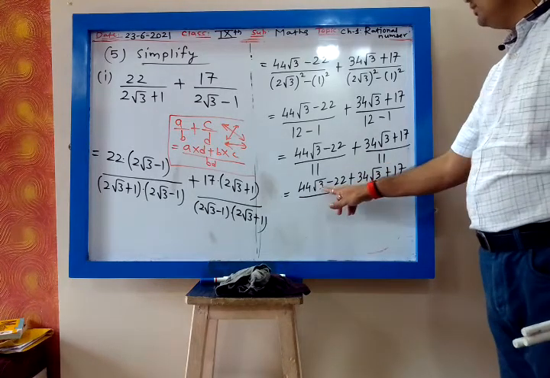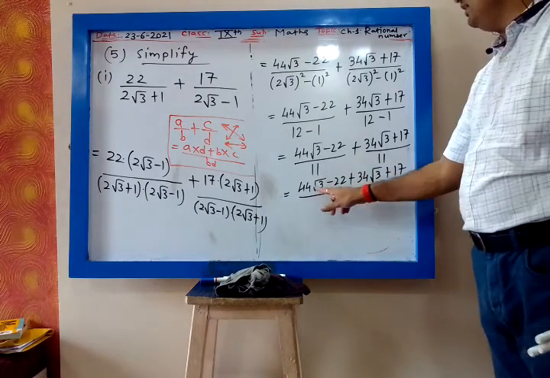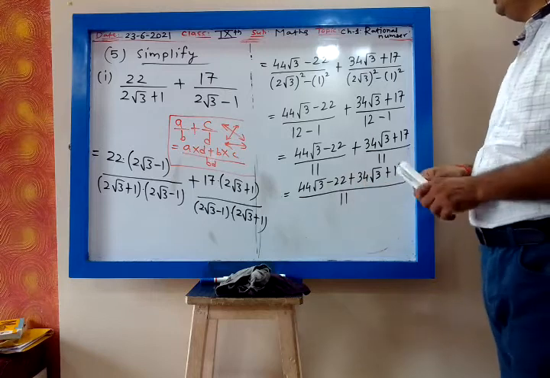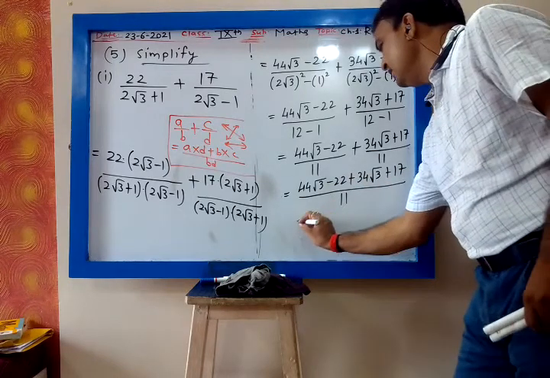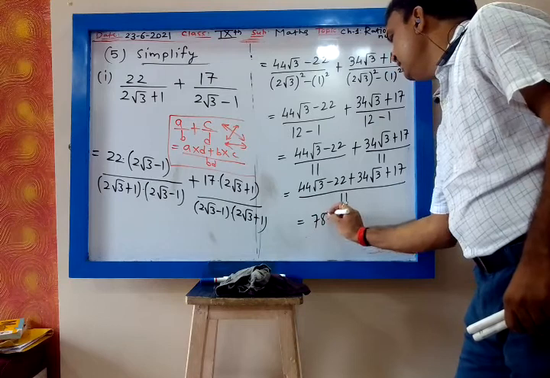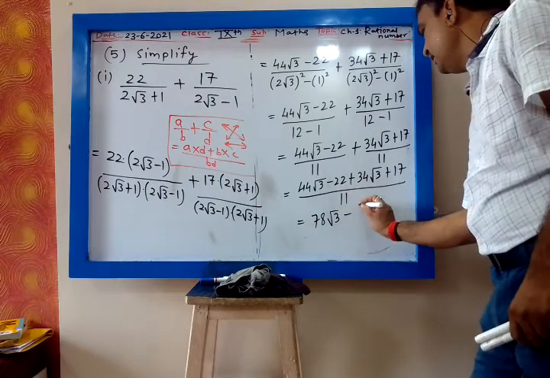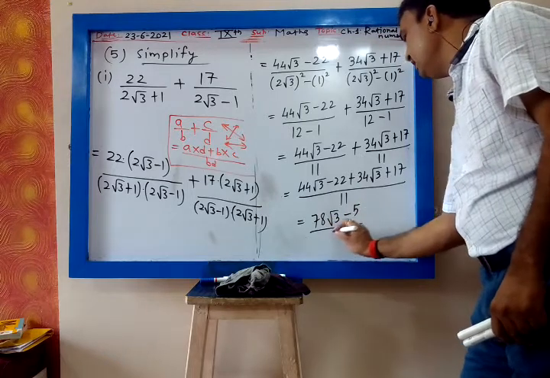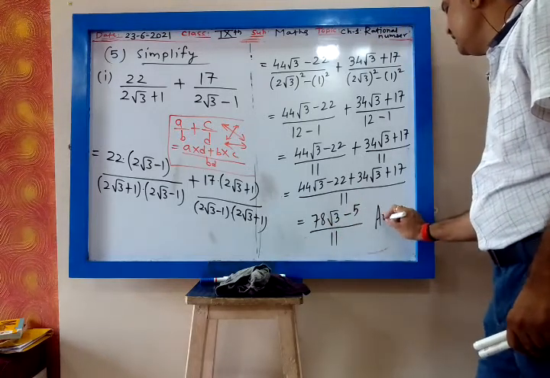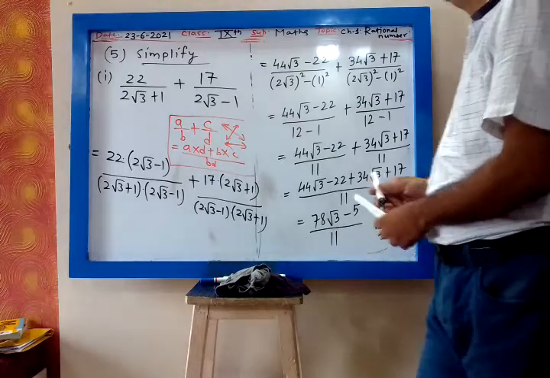Yes, my dear, because root 3 is there. So you can add this. 44 plus 34, that is 78. 78 root 3 minus 5 upon 11. And this is the answer.